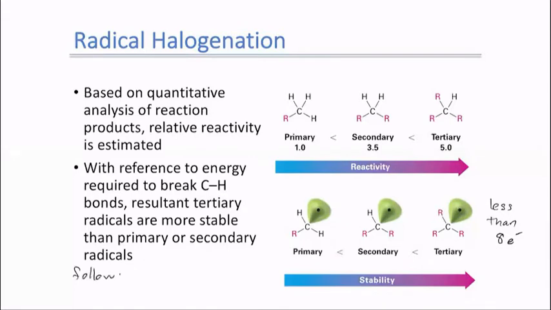So it follows our carbocation trend of stability. And we know that makes sense because our radicals are carbons that have less than 8 electrons. Carbocations are carbons that have less than 8 electrons.